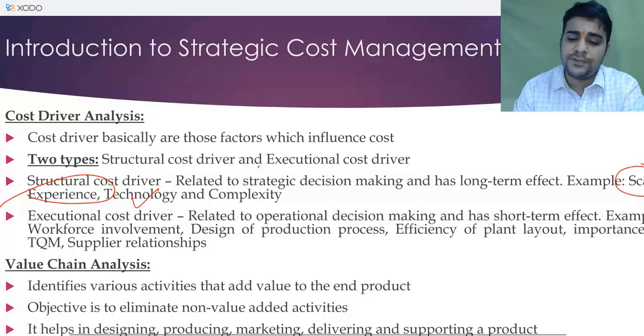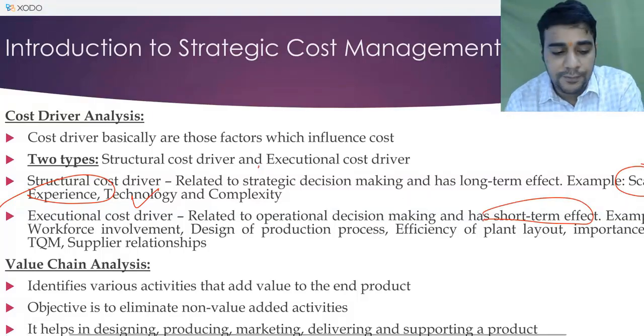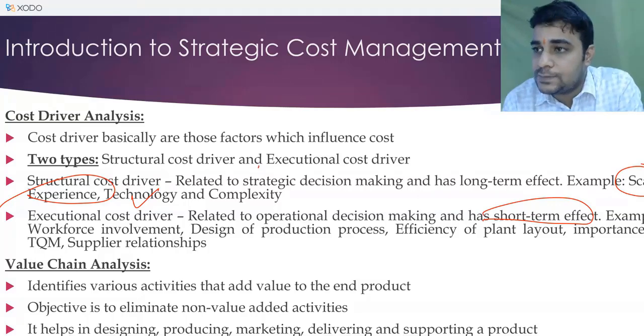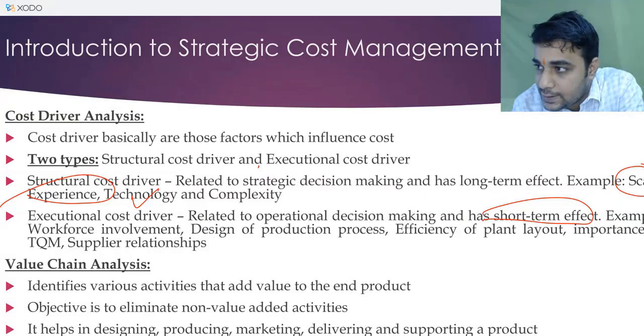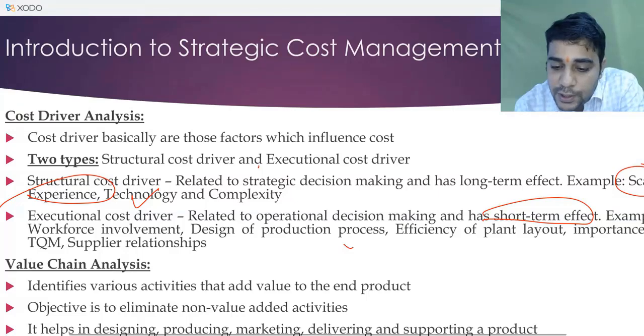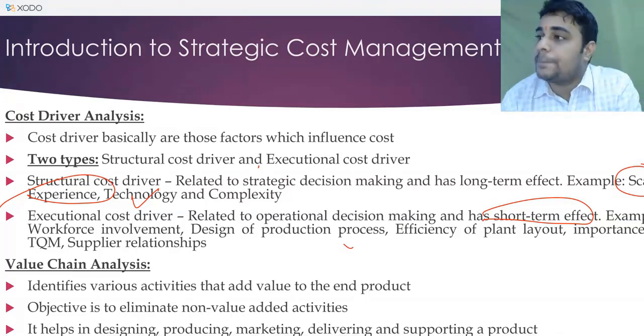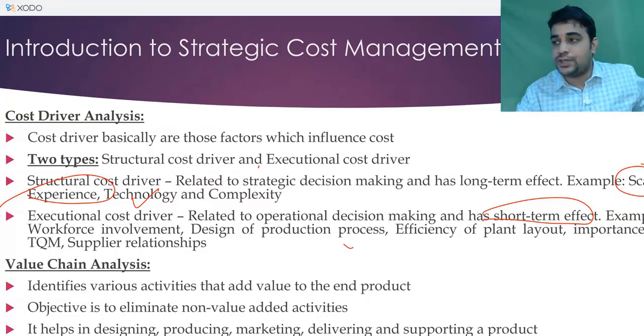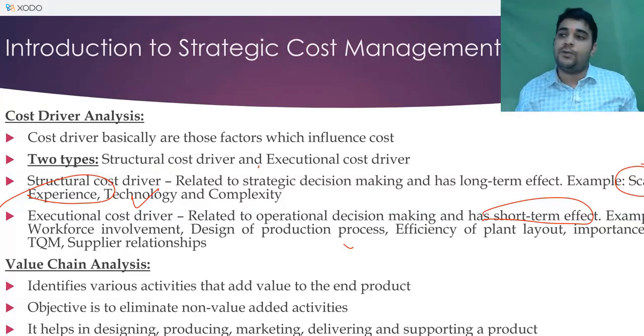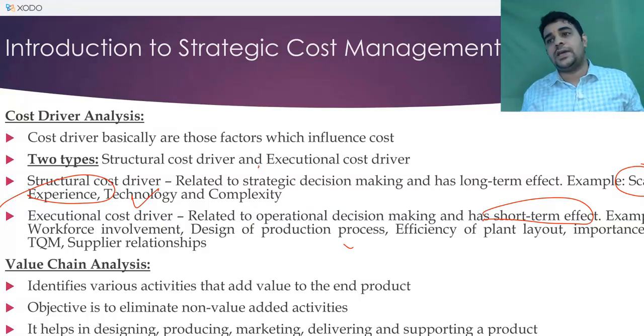There are certain things which have a short-term effect. Workforce involvement. How involved is my employee force in ensuring that the cost comes down? These factors can change in the short run. Design of production process, efficiency, importance of TQM, supply relationships, all this can undergo changes within the short run, and because of the short run changes, the benefit or the disadvantage which I have can go away in a short period.